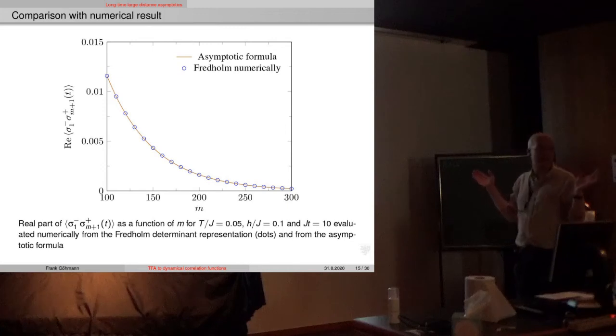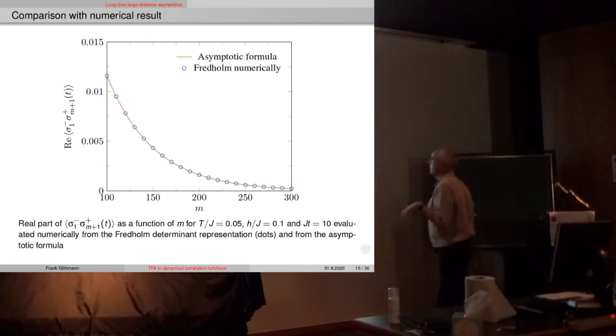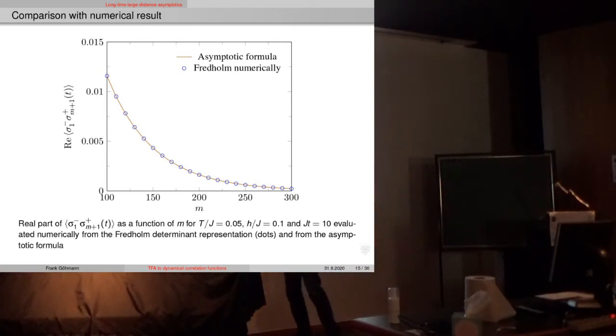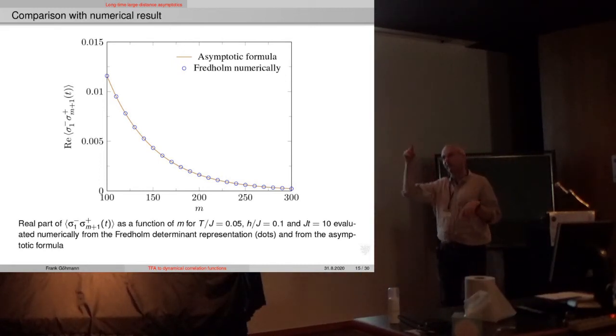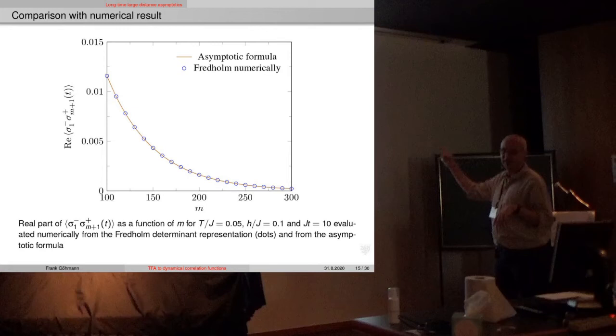And of course, since the corrections are exponentially small, and here m is 100, the corrections are of the order e to minus some number times 100. That should be a very good approximation.